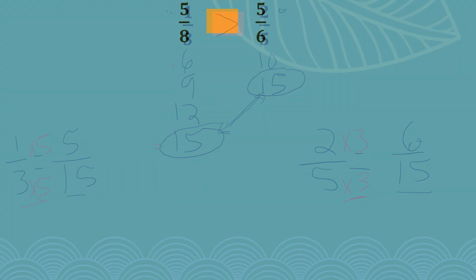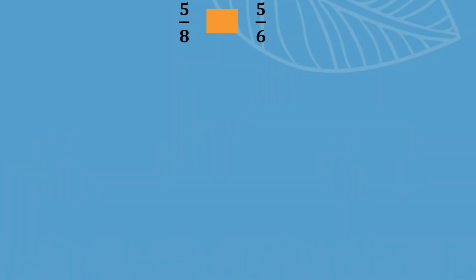Next one. 5/8, 5/6. Now you may say, oh, they're equal. They've got the same numerator. No, having the same numerator does not help us figure out which is greater and which is less. We have to base that on the denominators first.